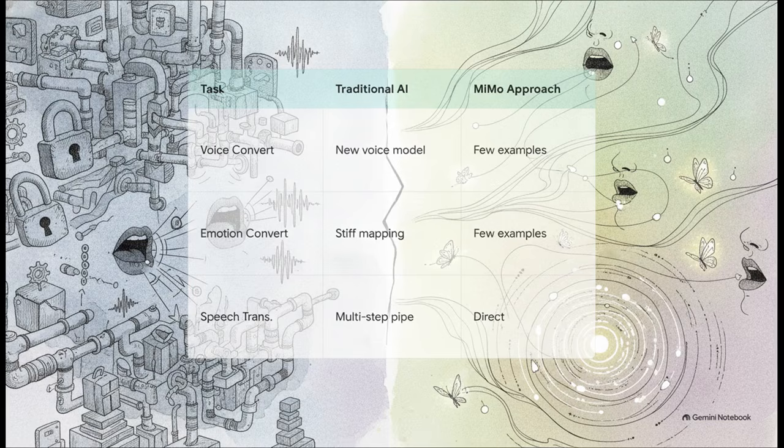And for speech translation, traditional AI needed a massive multi-step pipeline, converting speech to text, translating the text, and then synthesizing new speech. MiMo just bypasses all of that. You give it a few examples, and it performs direct speech-to-speech translation. It's generalizing tasks on the fly, honestly, a lot like a human does.